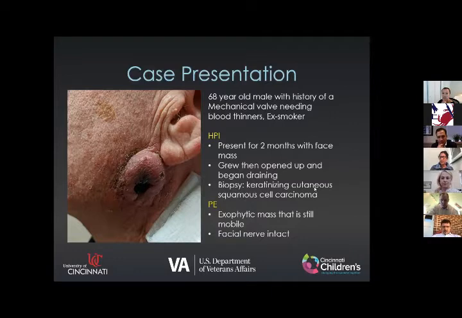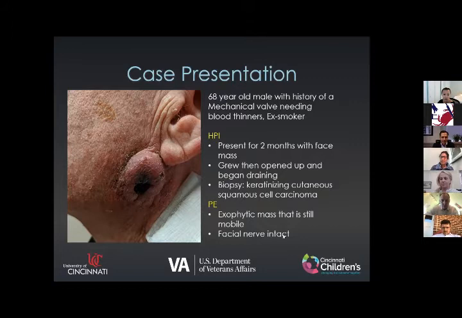His past medical history is significant for a mechanical valve, so he's on Coumadin. He used to smoke, but no longer is smoking at the visit. This mass has been present for 2 months. He went to an outside ENT. They thought it was an abscess and treated it with antibiotics. Then he finally got biopsied and it showed keratinizing squamous cell carcinoma. And I see him in my office.